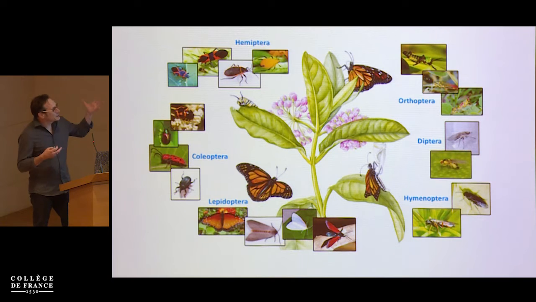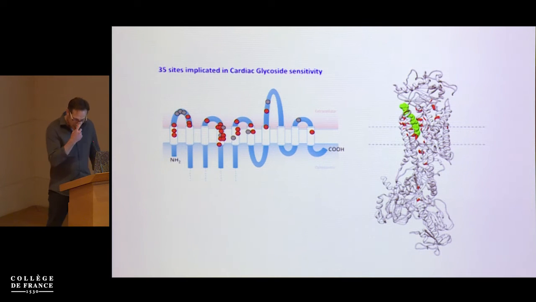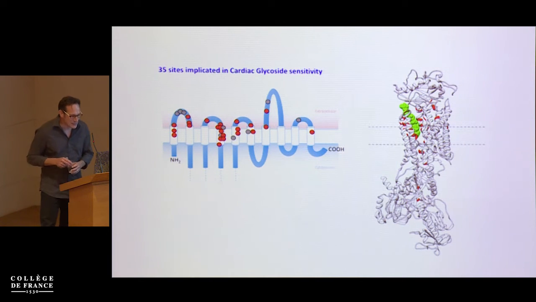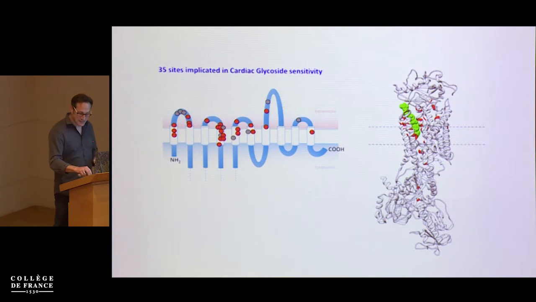It's the large number of species all co-evolving under the same selective pressure, and the detailed information about the determinants of sensitivity, that make this a really attractive system for trying to get at the factors that limit the evolution of this trait. Specifically, we're interested in asking which of these sites in the protein are involved in the evolution of cardiac glycoside insensitivity, and why those sites and not others.